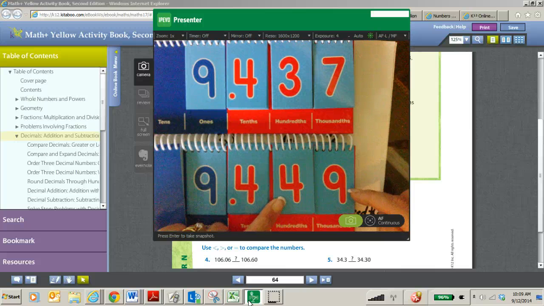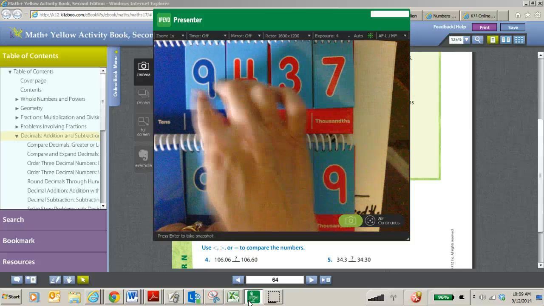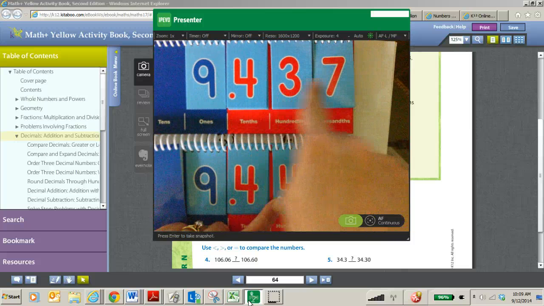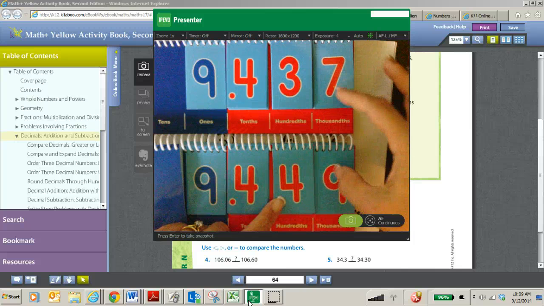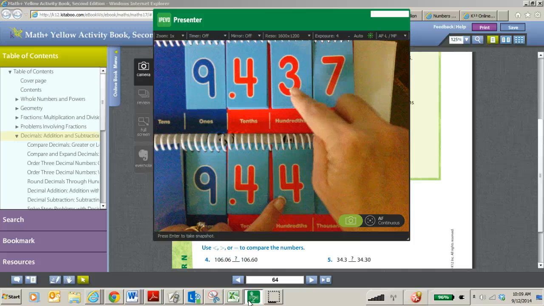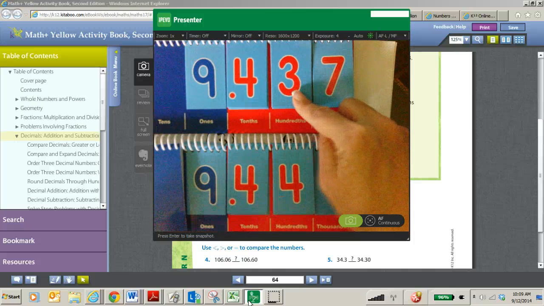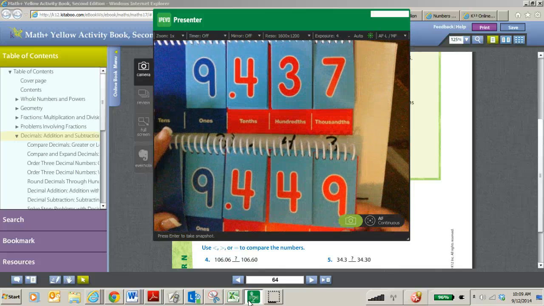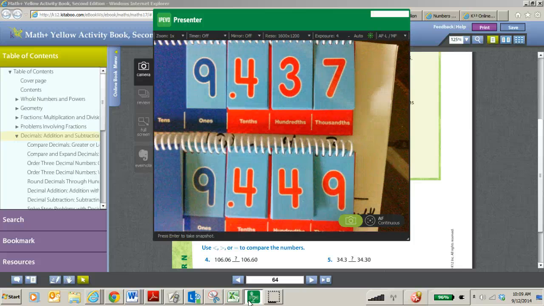Sometimes students automatically say, oh, well, this one's bigger because it has a 9, so this has to be bigger. But you think about those digiblocks and how small the pieces got. We started with our whole and then got 10 times smaller and 10 times smaller and 10 times smaller. This digit doesn't matter. If this digit is smaller, if we have only 3 hundredths compared to 4 hundredths, we know that this number is going to be larger. And it also doesn't matter how many digits you have.